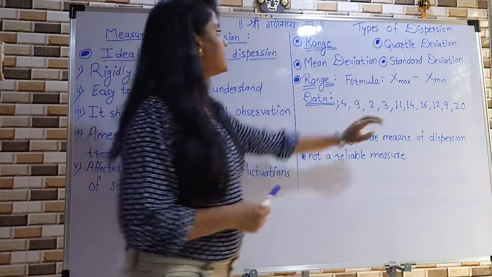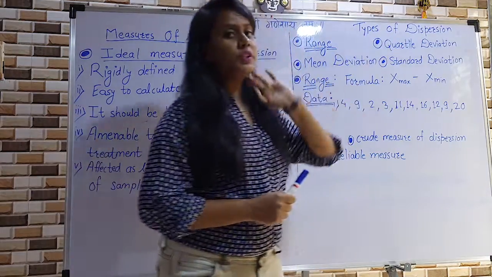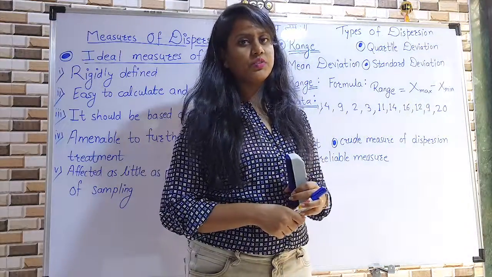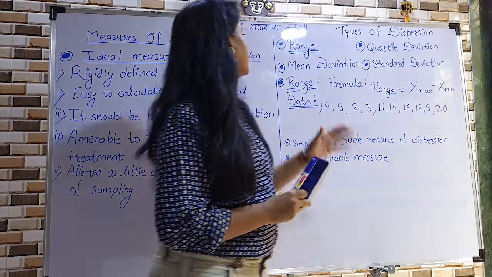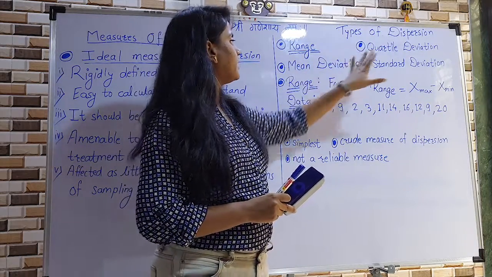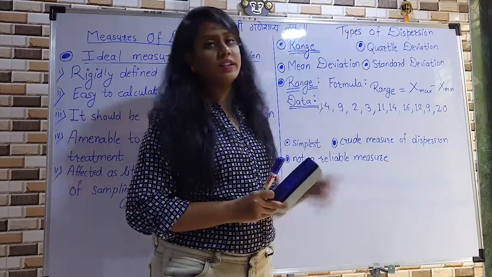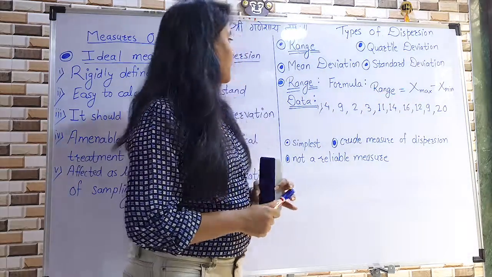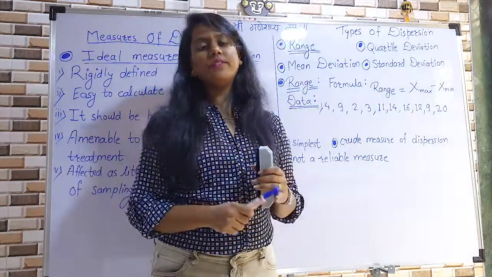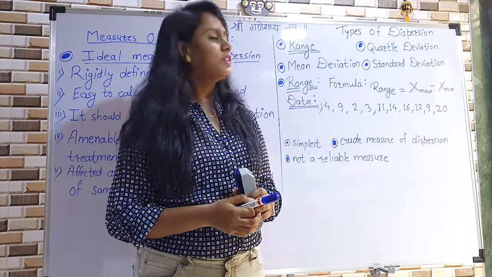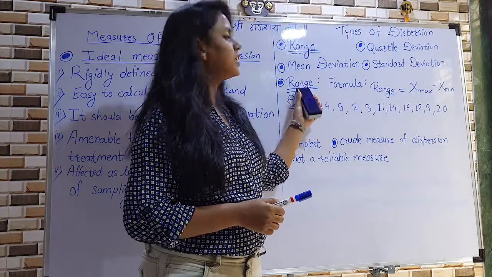Then the next is the types of dispersion. There are different types of dispersion. First one is range, then the quartile deviation, mean deviation and the standard deviation, okay. Now let's discuss one by one all the four measures of dispersion. The first one is the range.